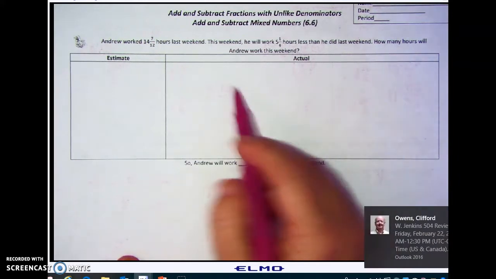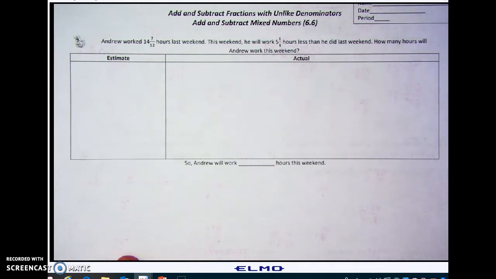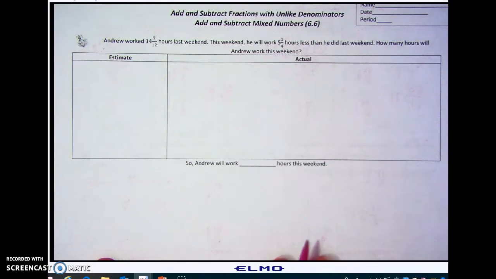All right. Andrew worked 4 7/12 hours last weekend. This weekend he will work 5 1/4 hours less than he did last weekend. How many hours will Andrew work this weekend?